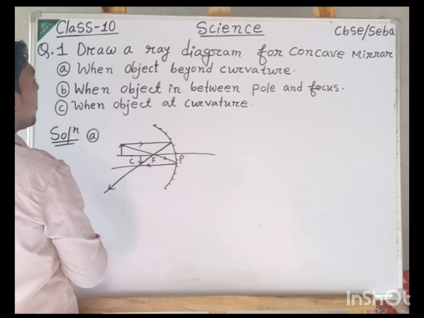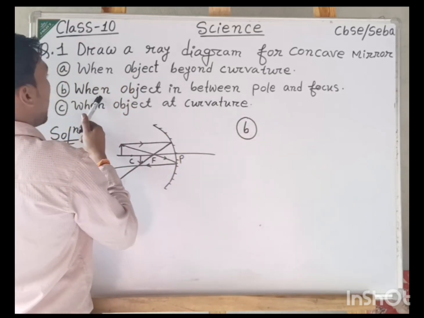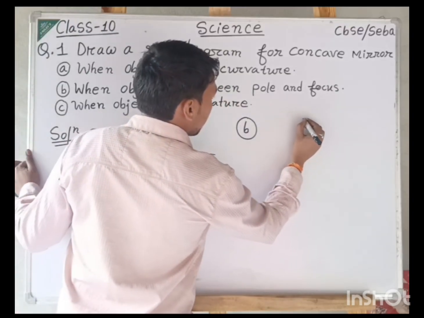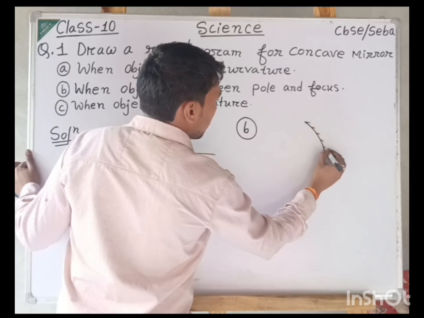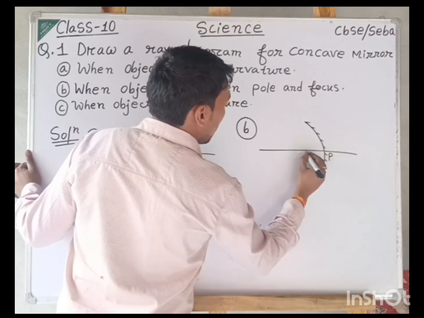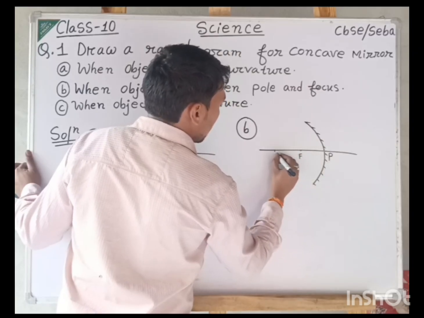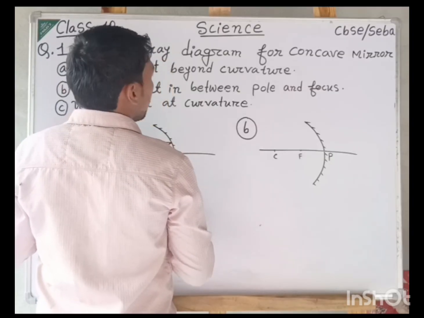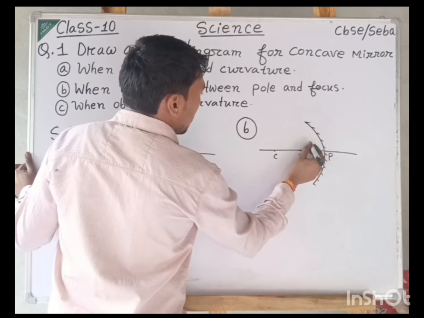Now I'll draw for B, when the object is in between pole and focus. This is the principal axis, this is called pole, this is focus, this is curvature. Now in this question we have to keep the object in between P and F. So here I will keep the object.